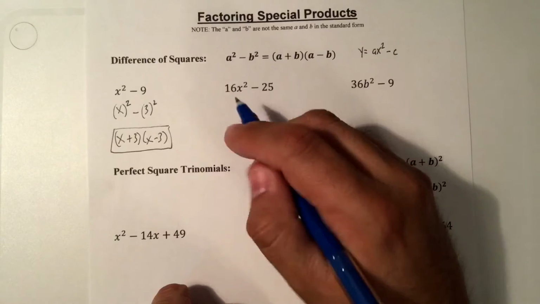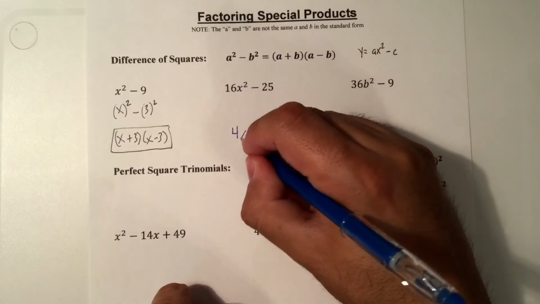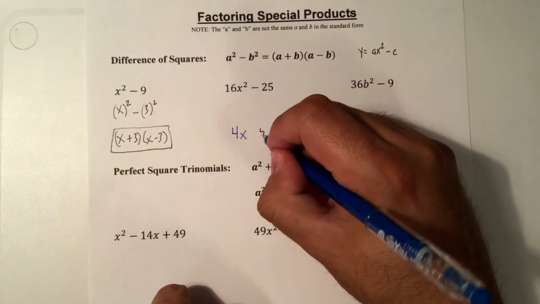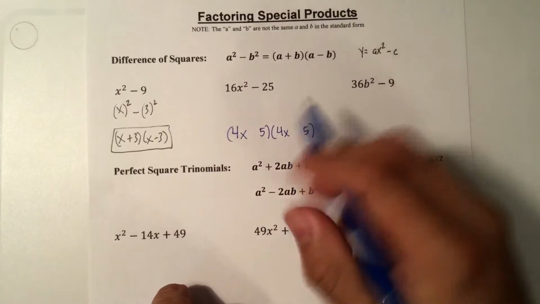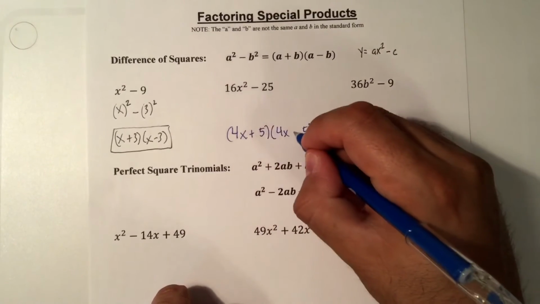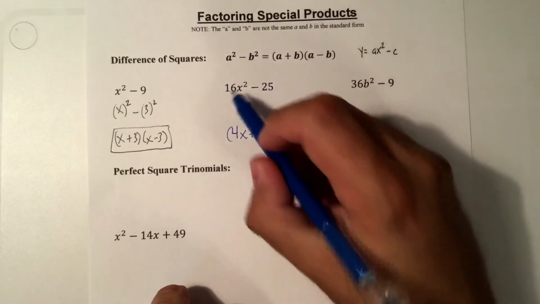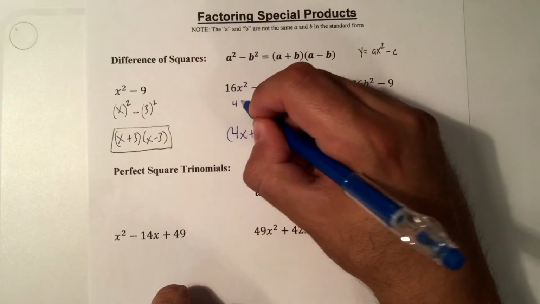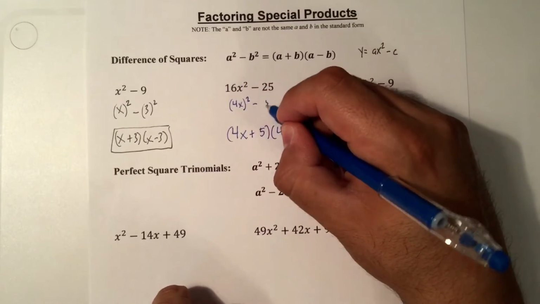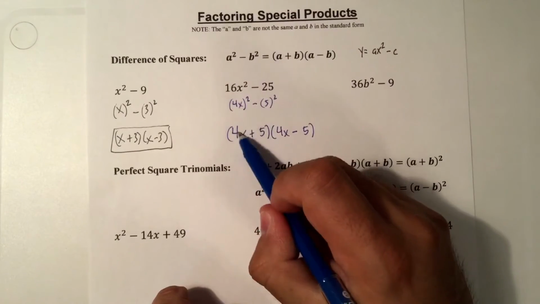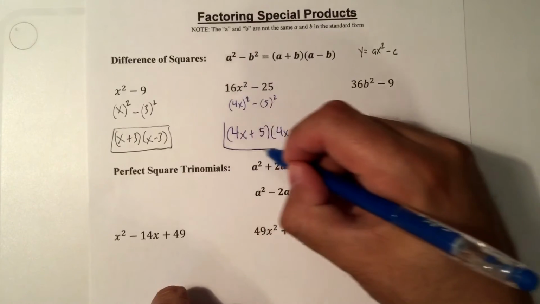So the square root of 16 is 4. The square root of x squared is x, and the square root of 25 is 5. So I write it twice, and the first one I always make positive, and the second one is negative. Okay. Now, if you want to follow the formula here, like to get the a and the b, the square root of 16 is 4, so the a is 4x, and the square root of 25 is 5. And then you can see that this is a, and this is b. But I just go straight to the answer.